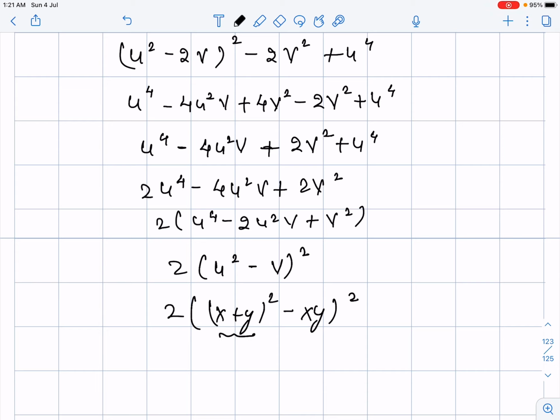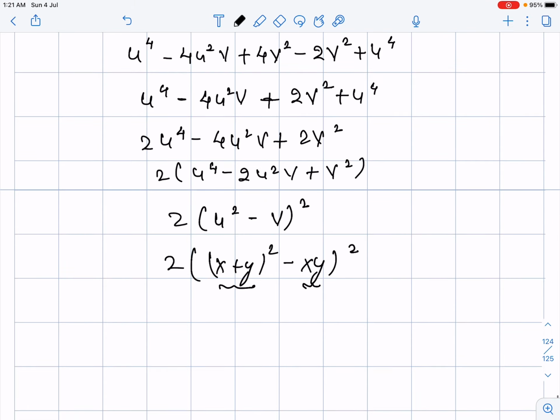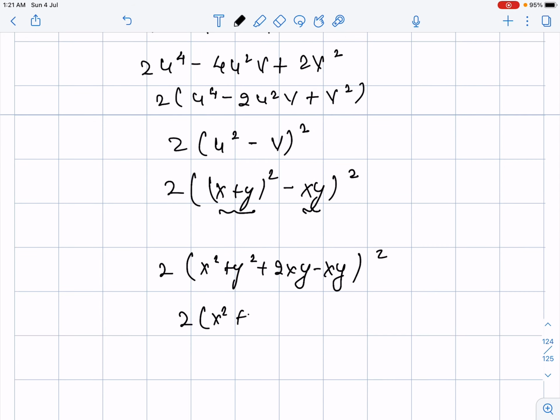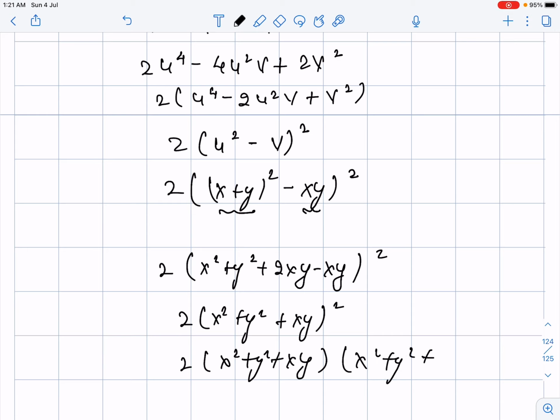A square minus, no, nothing can be factorized after this. So we'll just write the values. Okay, we'll write x square plus y square plus 2xy minus xy the whole square, that means 2 times of x square plus y square plus xy the whole square of it. That means x square plus y square plus xy multiplied by 2 multiplied by x square plus y square plus xy. So we brought the sum of things in the form of product of things.